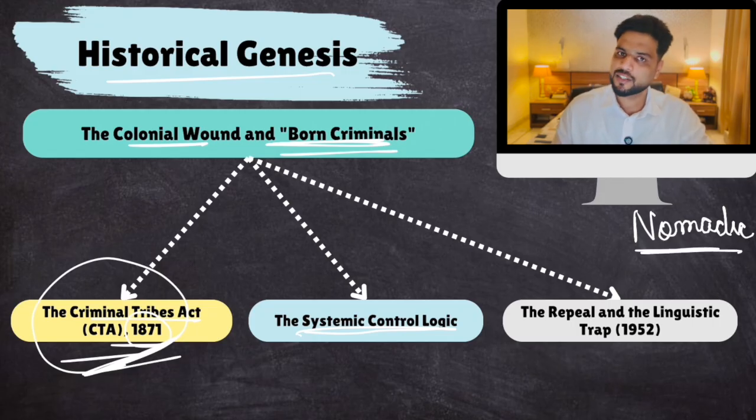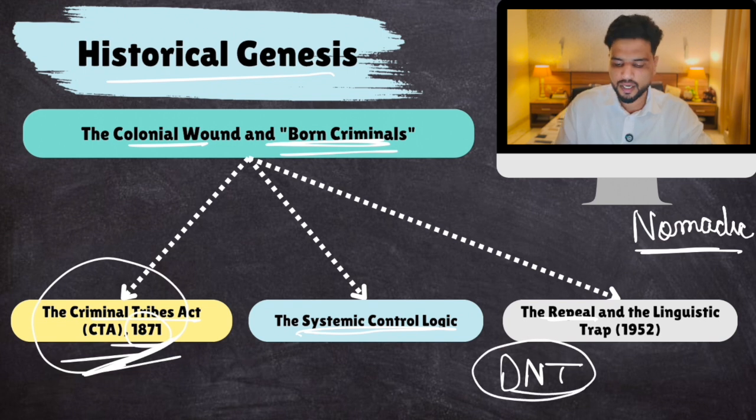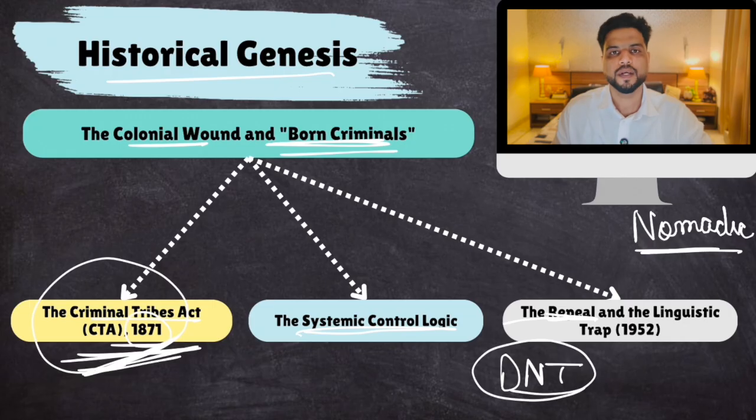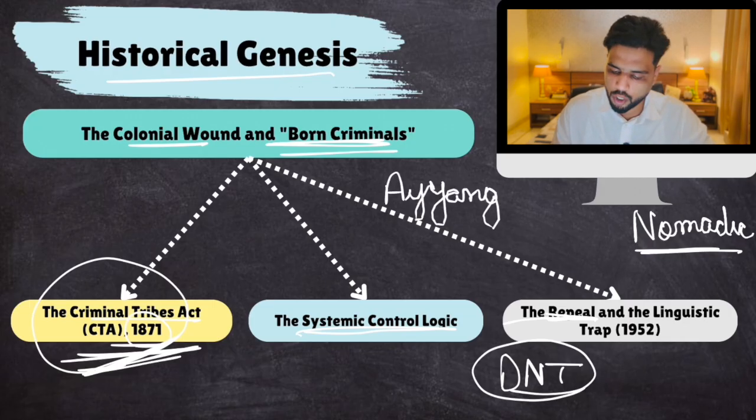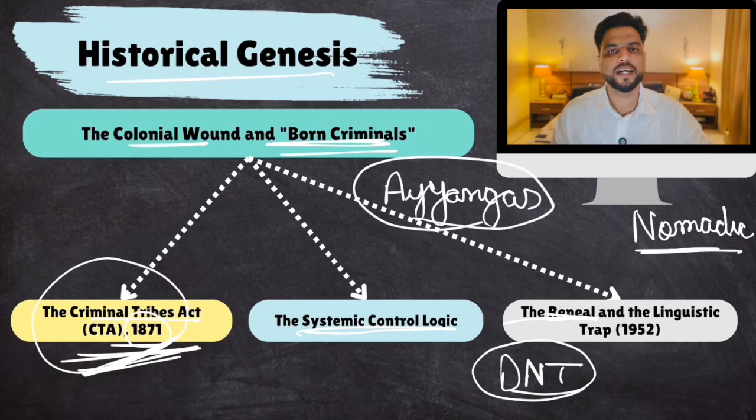Now, as soon as India got independent, these tribes were denotified. They were not criminal tribes anymore. This law was repealed. A committee was formed to identify these tribes, called the Iyengar Committee. Based on the recommendations of this Iyengar Committee, these tribes were denotified.